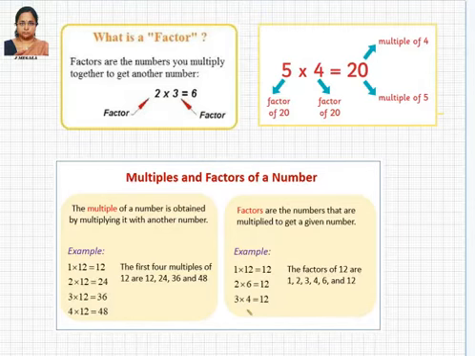Beyond this, I don't think there's any other integer you can multiply to get 12. So this is limited, whereas here, there is no limit. So these are the factors of 12.